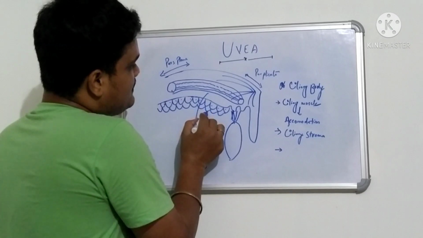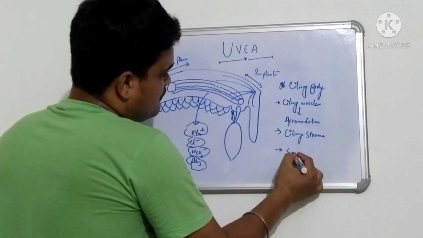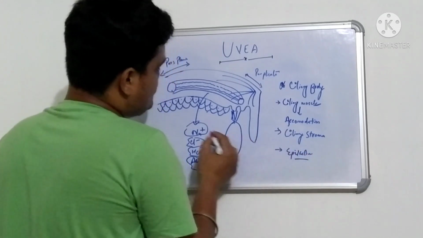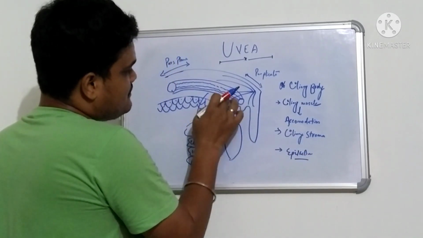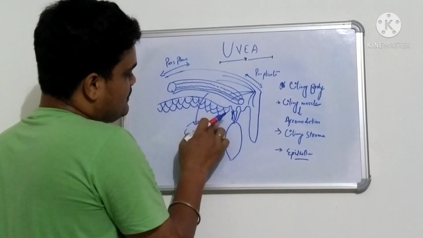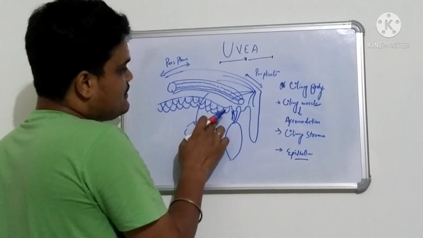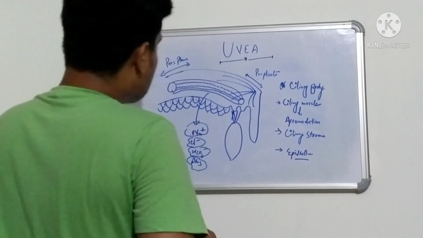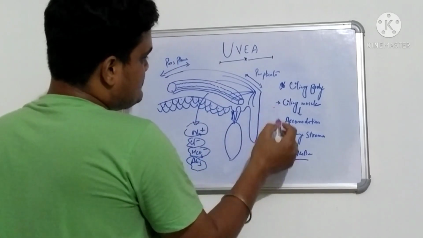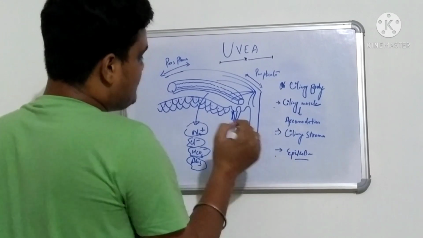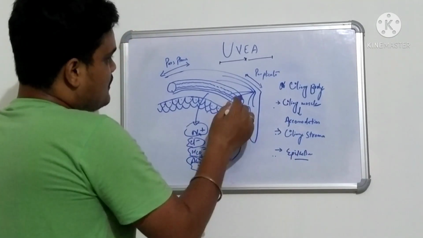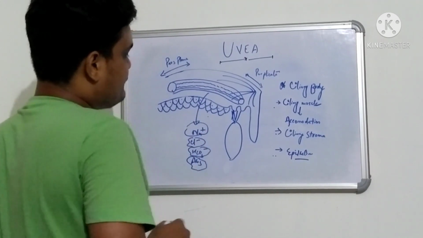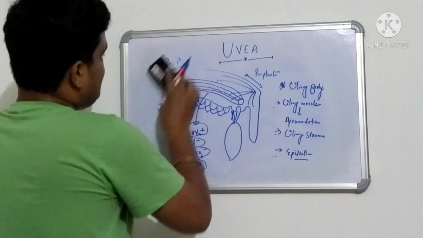So this ciliary body will also help in the accommodation as well as in the production of aqueous humor. The posterior part of the ciliary body will help in the production of aqueous humor, and it is the main site of the aqueous humor production. So these three parts, ciliary muscles, ciliary stroma and epithelium, are the very important parts of the ciliary body.